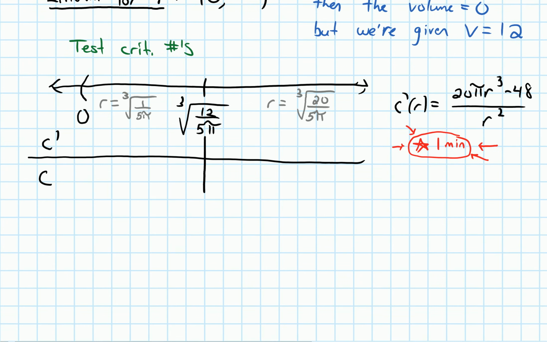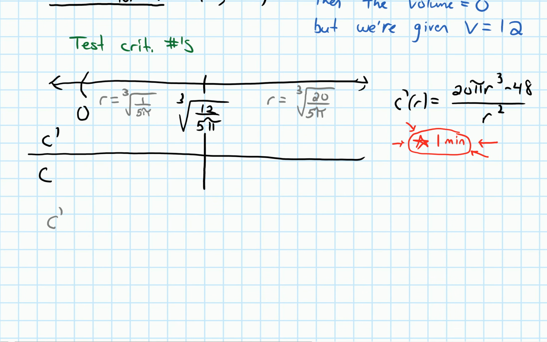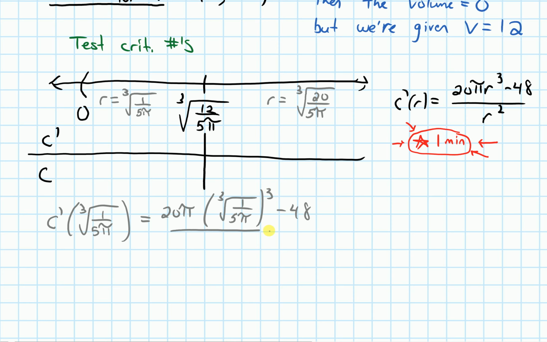Now let's plug these test points into the derivative. First, let's plug in the cube root of 1 over 5 pi. We'll get 20 pi times the cube root of 1 over 5 pi, cubed, minus 48, over r squared. The key thing I care about for the denominator is that this test point is positive, so I'll have a positive number squared.